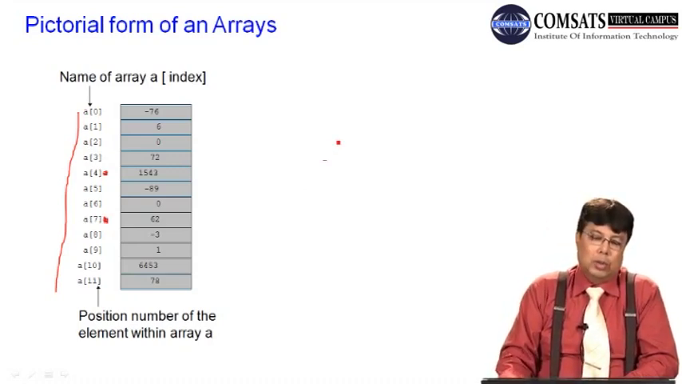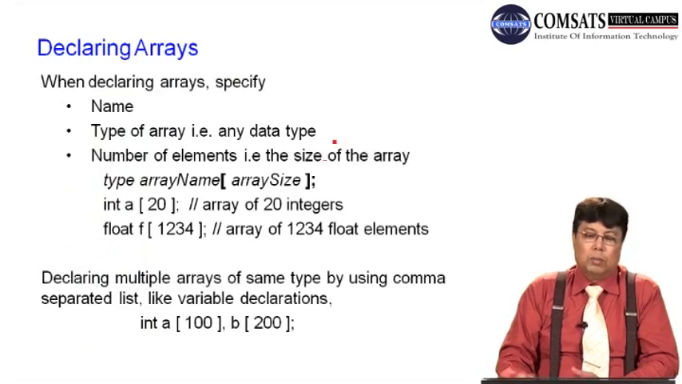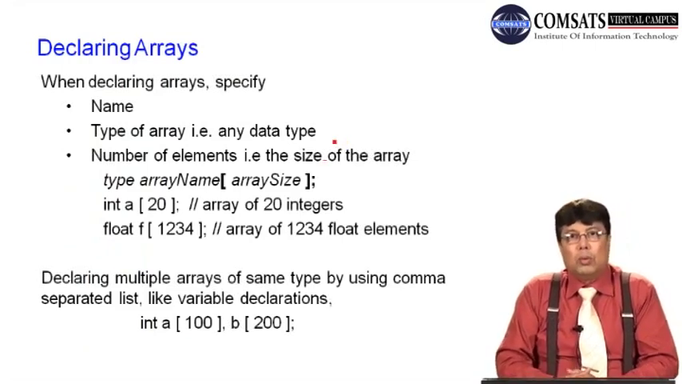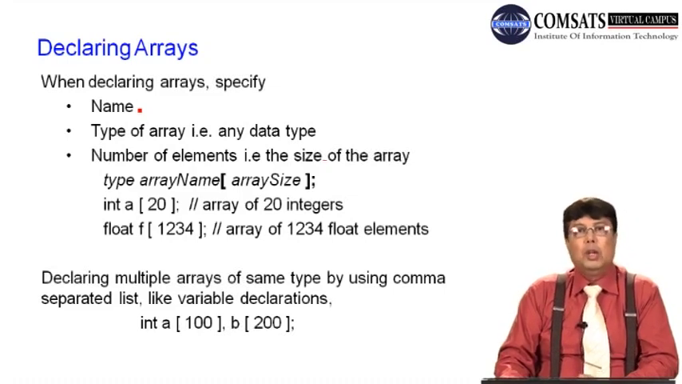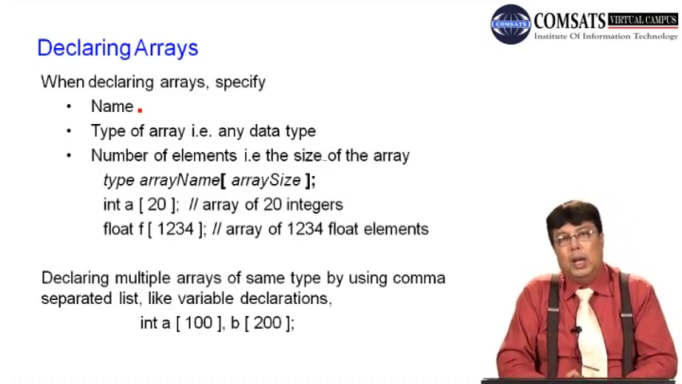We can initialize it to set the initial values. So how should we declare an array? We have to provide the name of the array, just like we provide the name of the variable. Then we need to provide the type of the array, and that is the data type. Data type, you know, which are the data types?